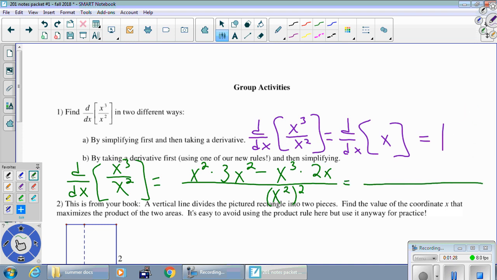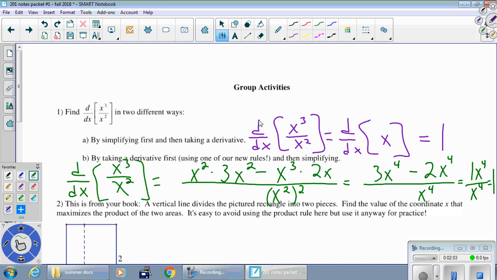So the bottom, x squared squared is x to the 4th. You multiply those powers. And now we're going to combine the different factors on the top. x squared times 3x squared is 3x to the 4th. You add those powers, that's an addition, whereas the property on the bottom was multiplication. Minus x to the 3rd times 2x. Again, you're adding the powers and you get 2x to the 4th. And so upstairs, combining like terms, we just get a single 1x to the 4th divided by the x to the 4th, and lo and behold, we get the right answer of 1.